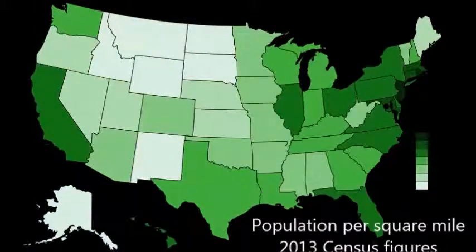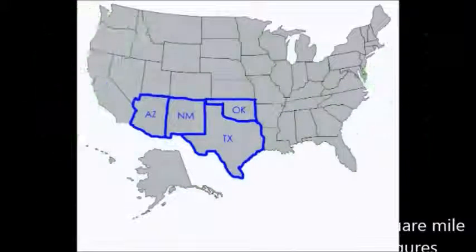This map shows population density, the lighter shades of green being less populated than the darker colors. The Midwest includes a lot of rural areas and is much less populated than other regions of the country. As we saw in a previous map, it is also not very racially diverse.